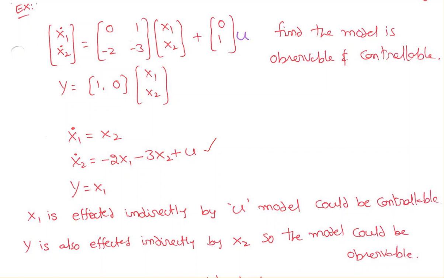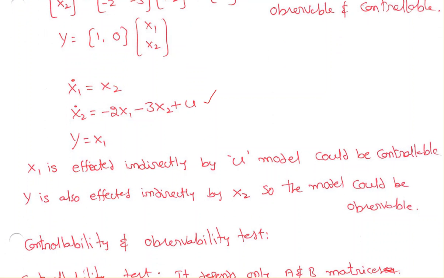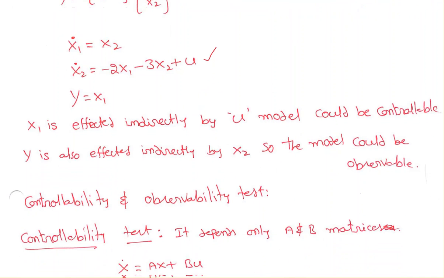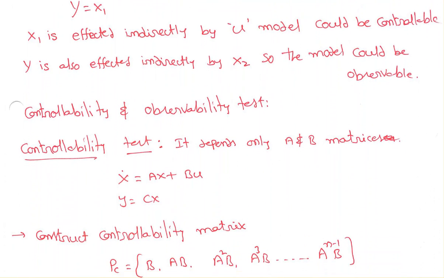There is another method we can use to find out. Here also y is affected indirectly by x2, so the model could be observable, but we don't know. Okay, so how do you do the controllability test and the observability test?